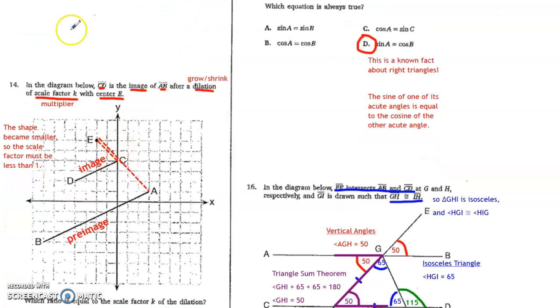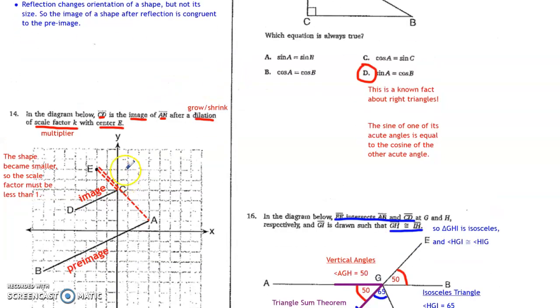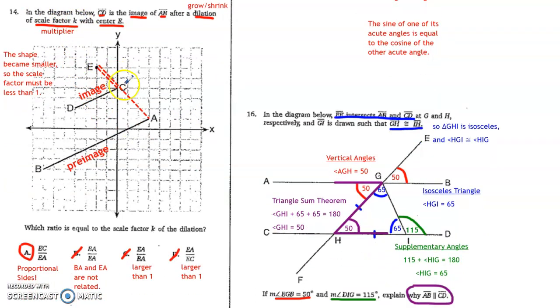For question number 14, it talks about dilations. Now, this is a transformation that is not a rigid motion. Rigid motions are reflections, rotations, and translations, but dilations are not rigid motions because it's growing and shrinking, which means they obviously change size. Scale factor K is a multiplier. In other words, the distance between E and C is going to be different than the distance between E and A based on that scale factor, how far it's been stretched or shrunk.